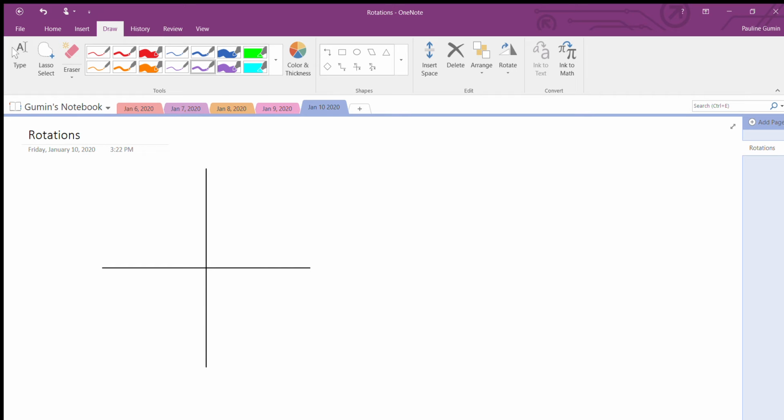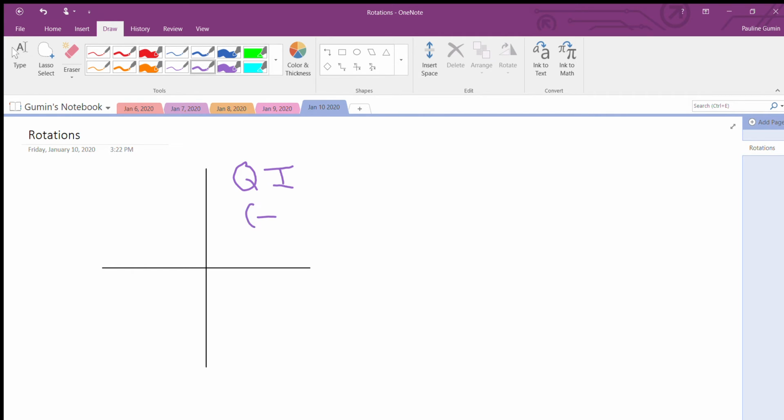Today we are going to be talking about rotations. In order to talk about these rotations, we're going to have to do a little quick review here. Now here I have a blank graph. I'm going to label some parts of it just to remind you that this is quadrant 1.